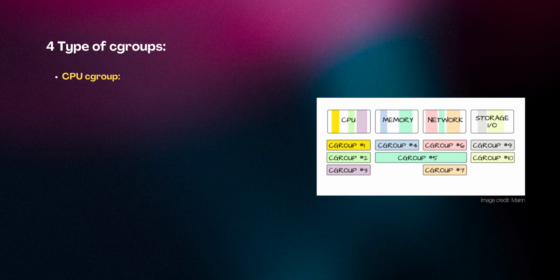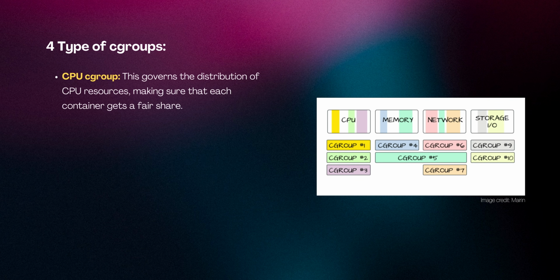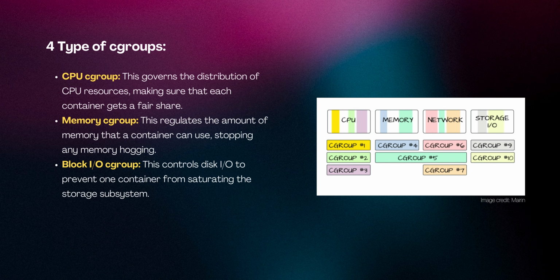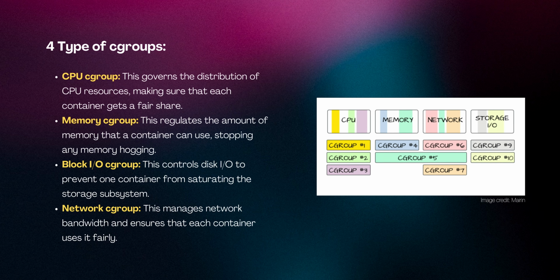CPU Cgroup governs the distribution of CPU resources, making sure that each container gets a fair share. Memory Cgroup regulates the amount of memory that a container can use, stopping any memory hogging. Block IO Cgroup controls disk IO to prevent one container from saturating the storage subsystem. And the last one, Network Cgroup, manages the network bandwidth and ensures that each container uses it fairly.